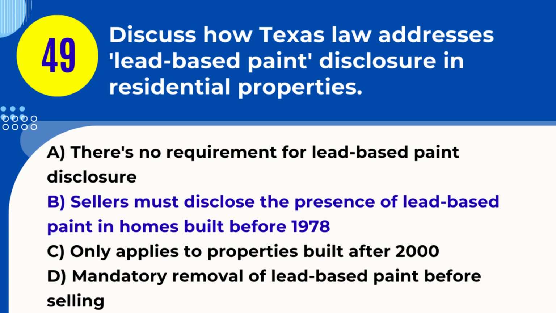Answer. B. Sellers must disclose the presence of lead-based paint in homes built before 1978. Explanation. Texas law requires sellers to disclose the presence of lead-based paint in residential properties built before 1978. This federal requirement, under the Residential Lead-Based Paint Hazard Reduction Act, is meant to inform potential buyers about the risks of lead exposure, especially for young children.